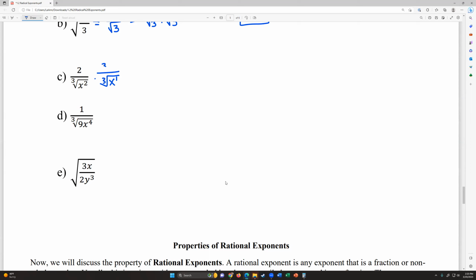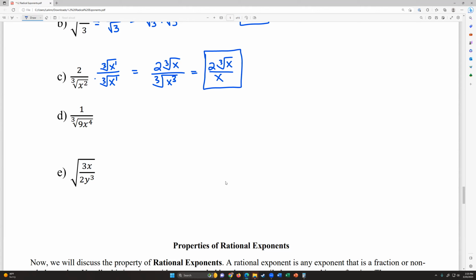So whatever we do to the bottom, we do to the top. So this is 2 cubed root of x on the top. On the bottom, we have a cubed root of x to the third. So I'm going to get just an x. Cubed root of x to the third is just x. So no radical left in my denominator.